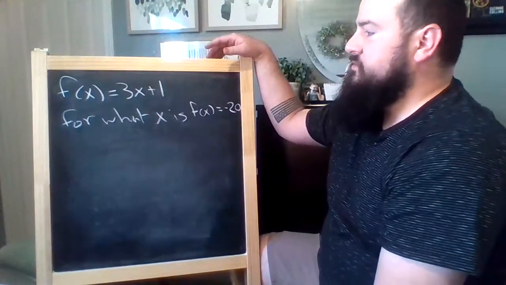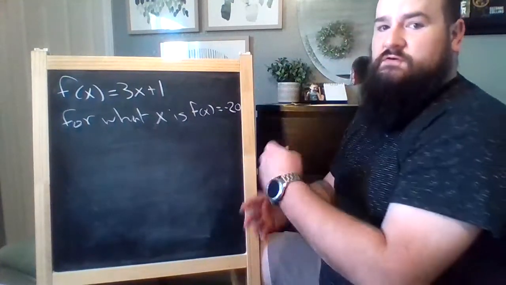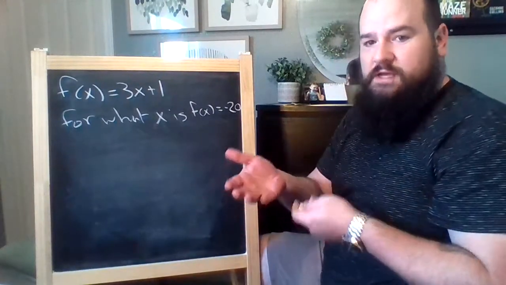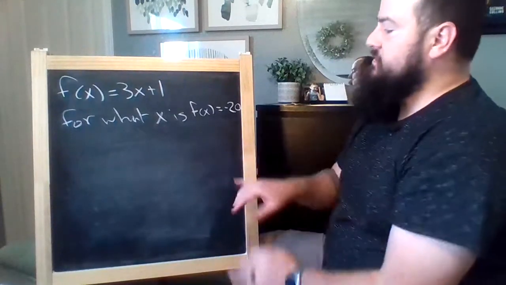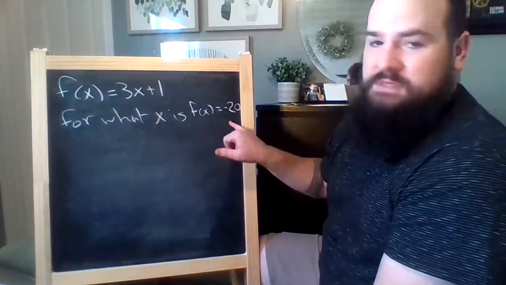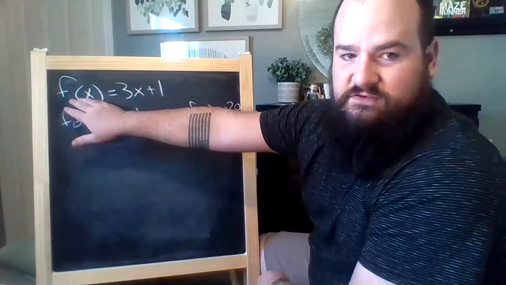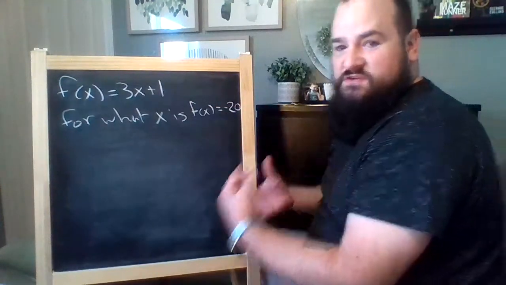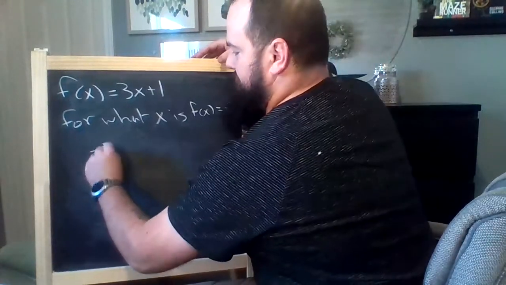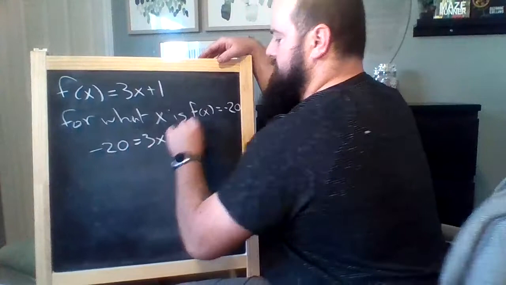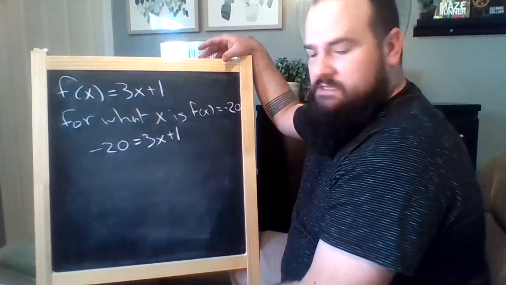Okay? So here, again, going back to the beginning of this video where we talked about that equals thing, if two things are equal, I can replace one for the other. So here, we know that f of x equals negative 20, which means I can replace this f of x with negative 20. And all this is really doing is just creating an equation. Negative 20 equals 3x plus 1.